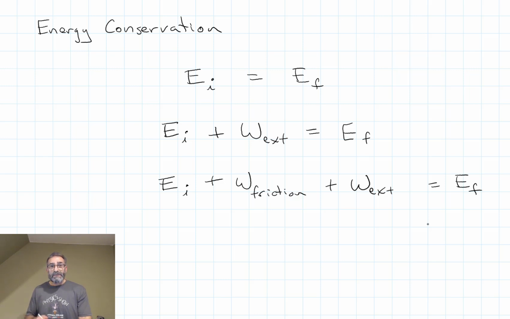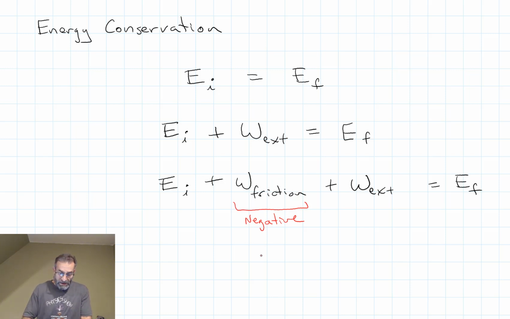Why did I write it as plus W friction on the left side of my equation? Didn't I say we had to subtract something from the left side to keep that equality? Well, the work done by friction is always negative. In plugging in the proper value for the work done by friction, we'll put a negative number in there and subtract something from our initial mechanical energy to end up with our final mechanical energy.